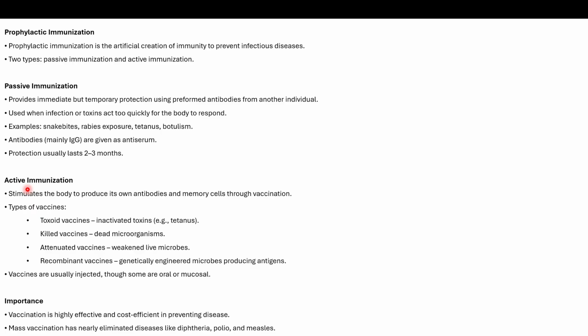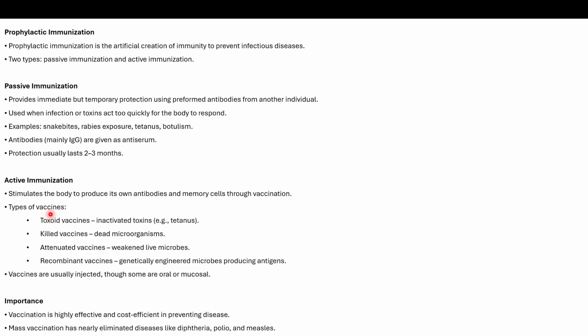to 3 months. And when we talk about active immunization, it stimulates the body to produce its own antibodies and memory cells via vaccination. So the living organism, either killed or weakened, those pathogens are introduced inside the body, and the body itself produces its own antibodies and memory cells against the injected pathogen.